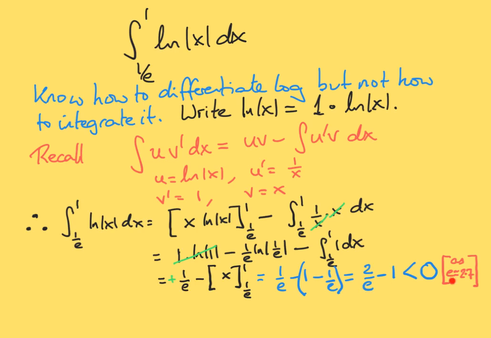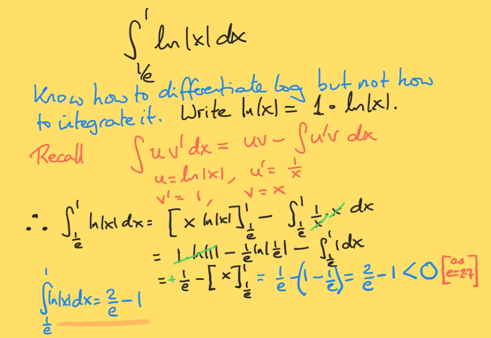e is a number, approximately 2.718, etc. So 2 divided by e is less than 1. And then if we subtract 1 from it, our overall result is going to be negative. So once we realise that, this gives us, I hope, some confidence that we actually have obtained the correct result, and that the integral from 1 over e to 1 of the logarithm of x with respect to x is indeed 2 over e minus 1. And that is our final answer.